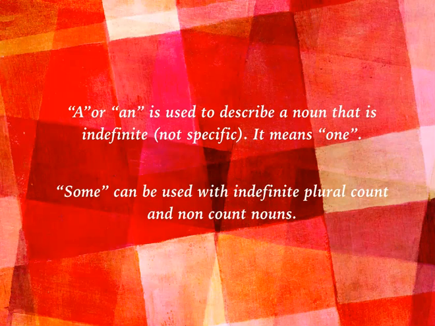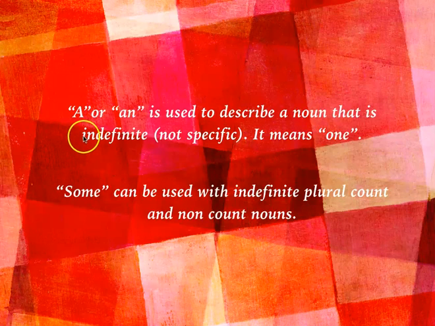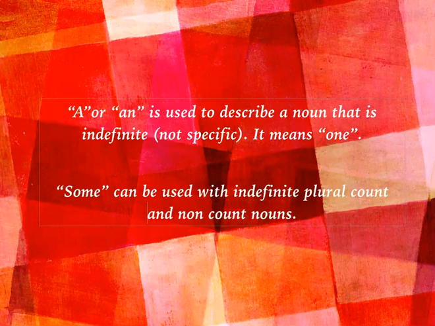So in conclusion, to summarize this, a or an is used to describe a noun that is indefinite, not specific. It means one. What does that mean? Let's go back. When we have the article a, we don't know exactly which banana we're talking about. It just means there is a banana. There's one banana. That's what is meant by the term indefinite or not specific. Some can be used with an indefinite plural count and non-count nouns. Sounds a little bit confusing, but just follow me along.